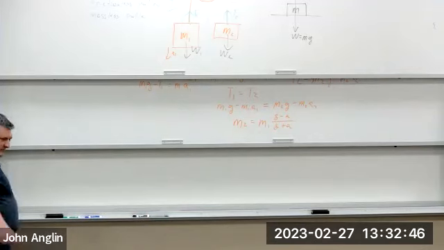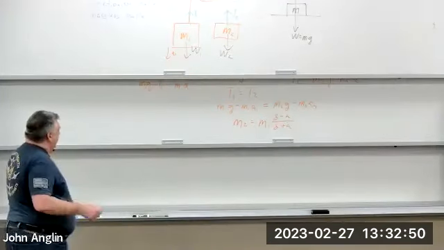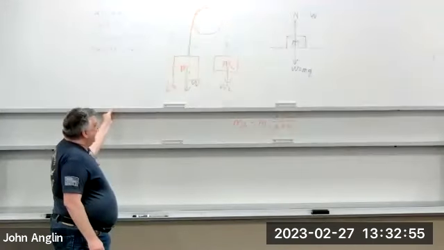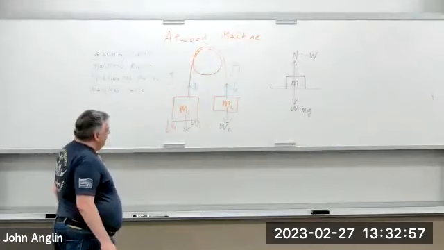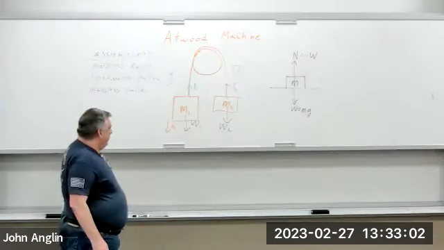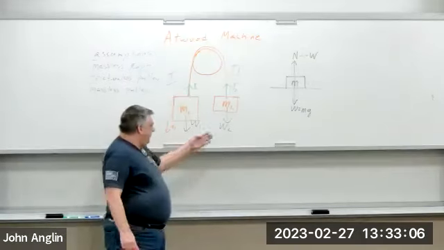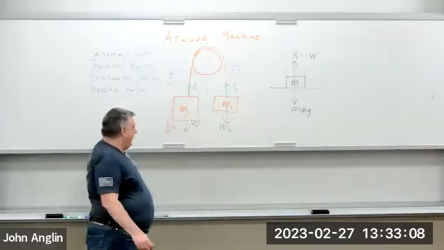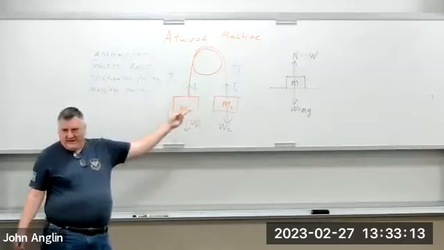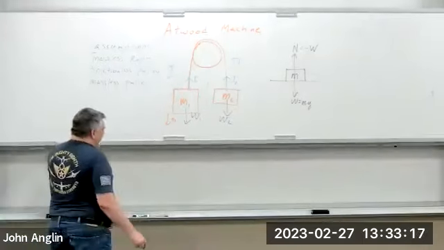Now, given this, we can now answer all kinds of questions about the system, right? If I say that this box weighs 100 newtons, and this box weighs 20 newtons, then I can find out what the tension in the string is, right? I don't know what it would be, but we can figure it out real quick.